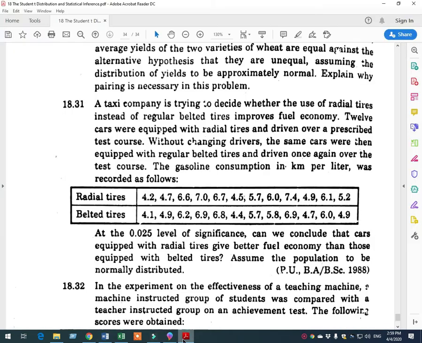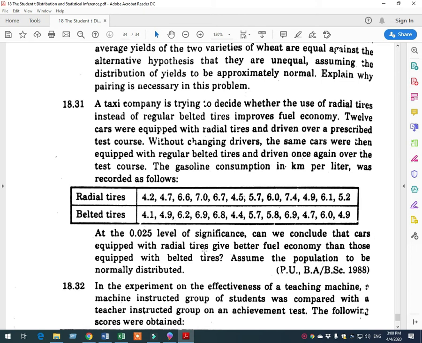Let's see to check either the alternative is correct or not. At that 0.025, now see this, the alpha is given to us as 0.025 level of significance. We can conclude that cars equipped with the radial tires give better fuel economy than those equipped with belted tires. So we can see that this is one tail testing, because it is saying that the radial tire gives the better fuel economy than the belted tire.